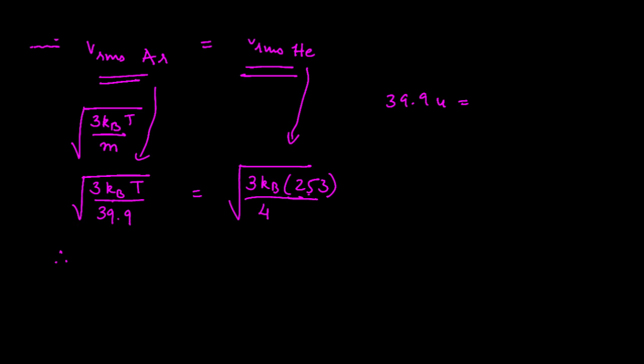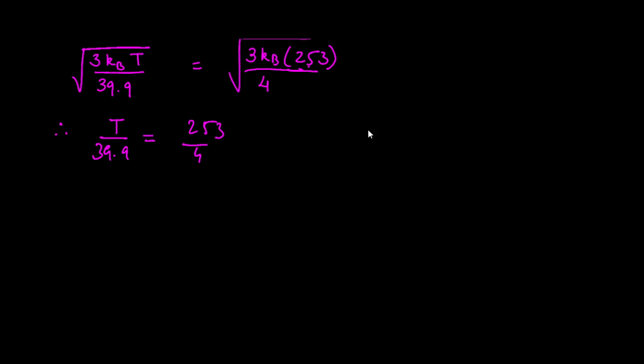What's cancelled? We can remove the root by squaring both sides. 3 cancelled, kB cancelled. So T upon 39.9 equals 253 upon 4. Now just solve it and the answer will come. That is for you to complete on your own. Remember, the final answer will be once again in Kelvin.